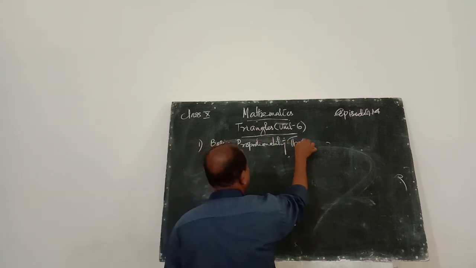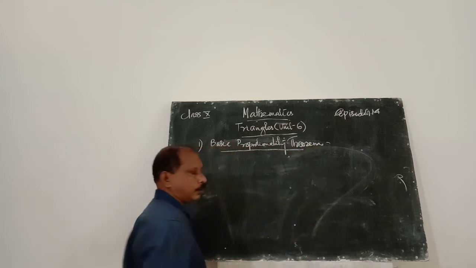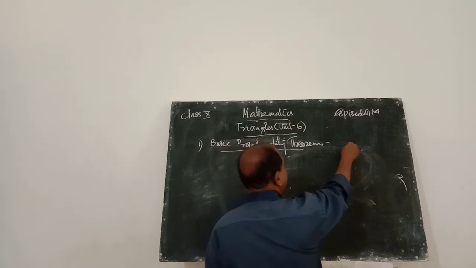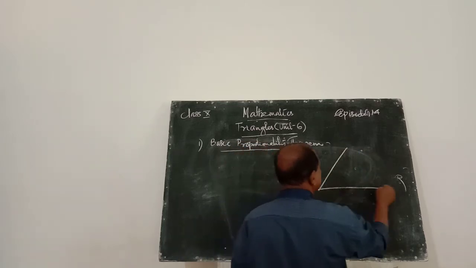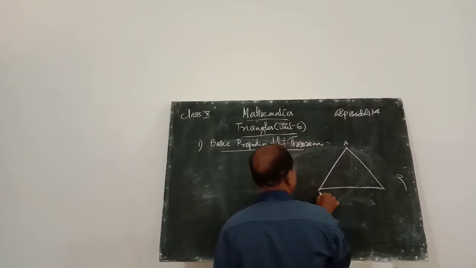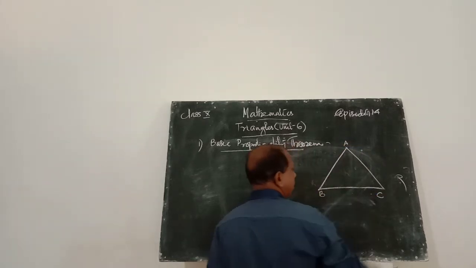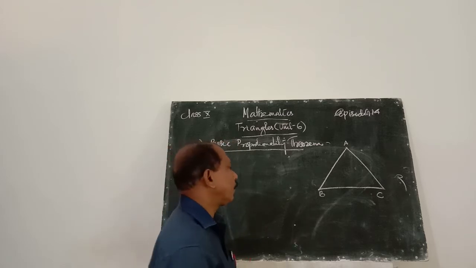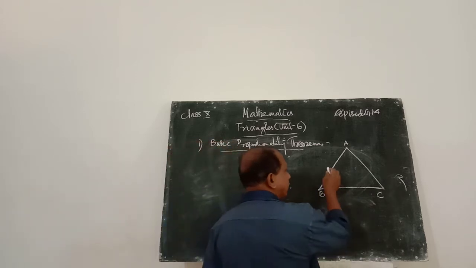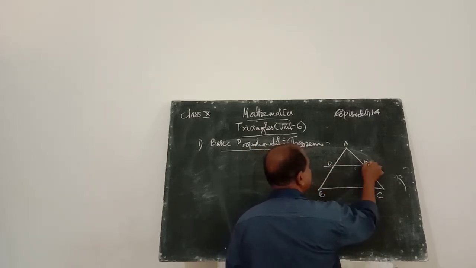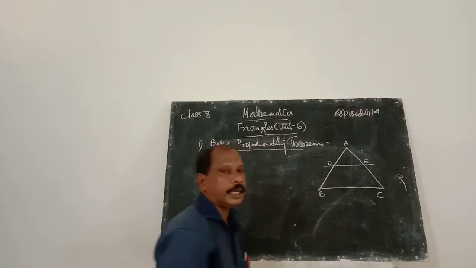Theorem. This is the first one. That means for a triangle ABC, that is DE, parallel to the third side.